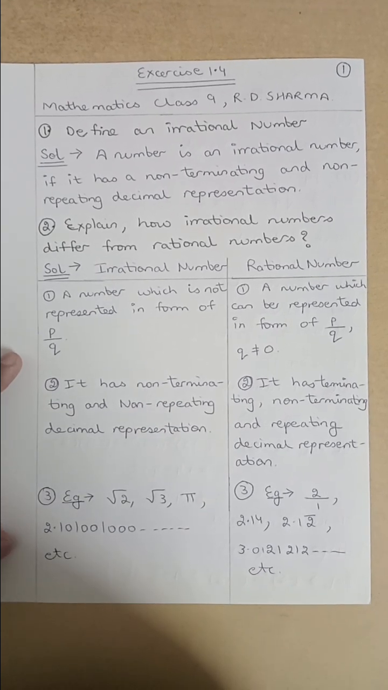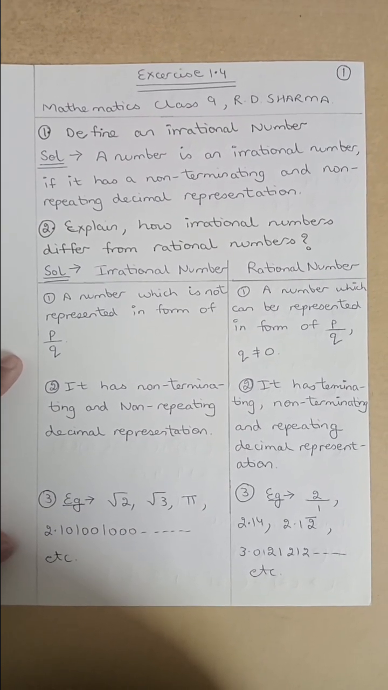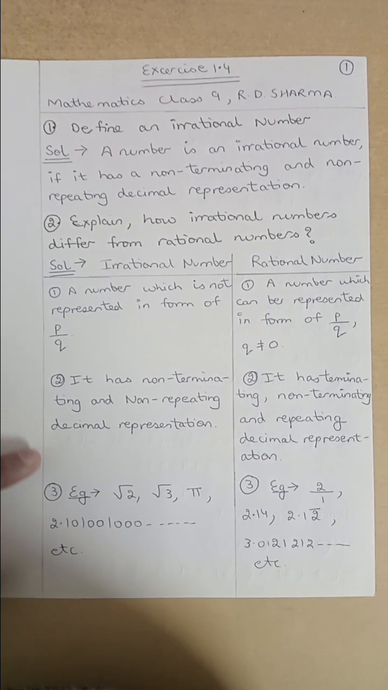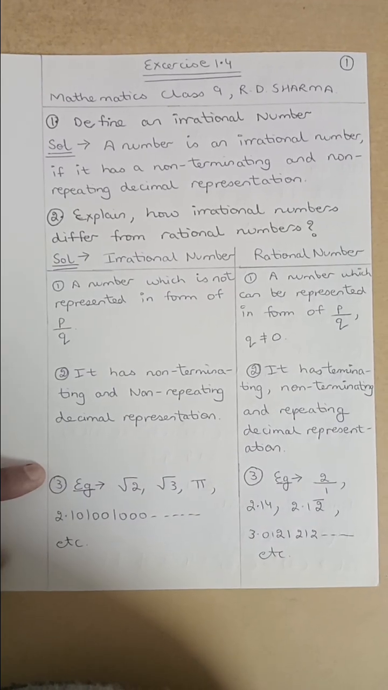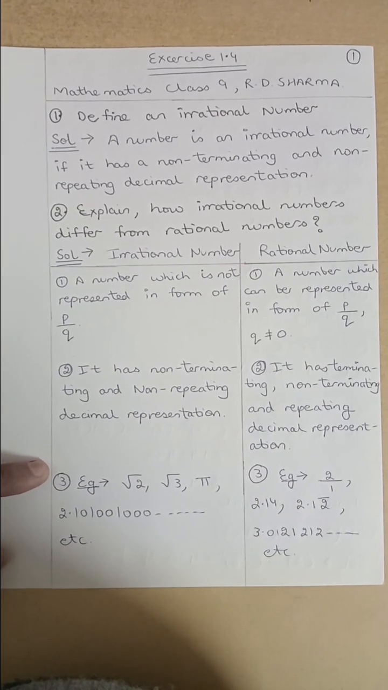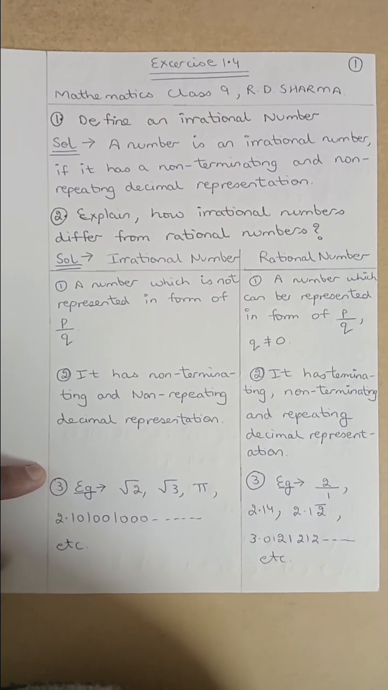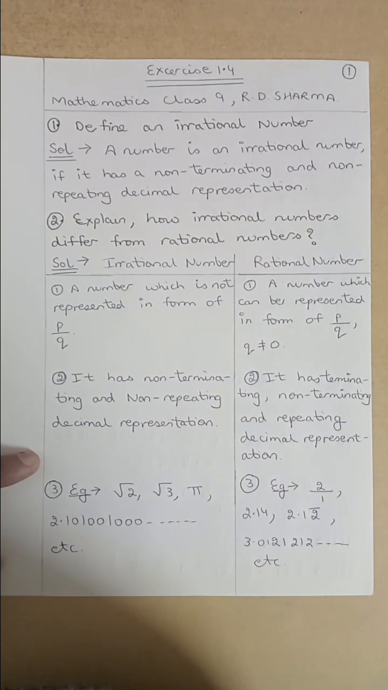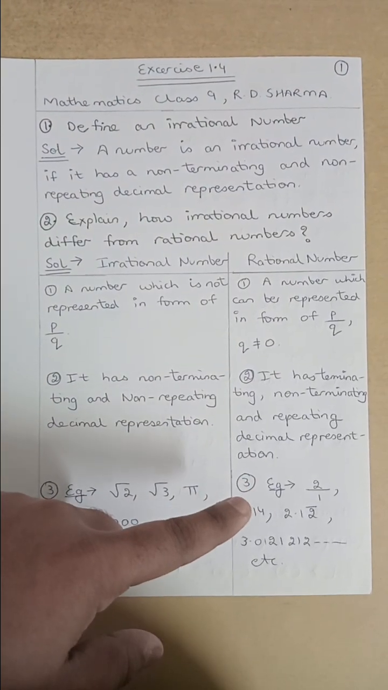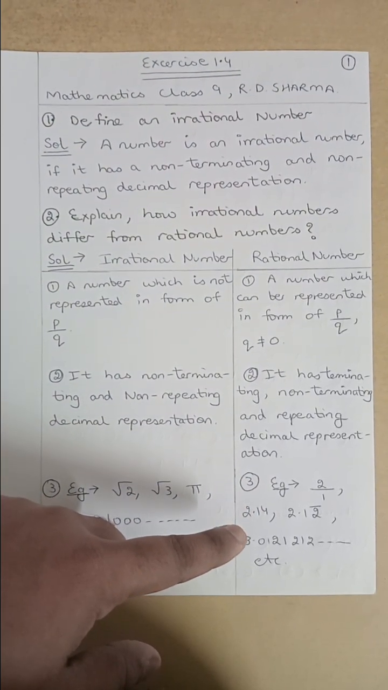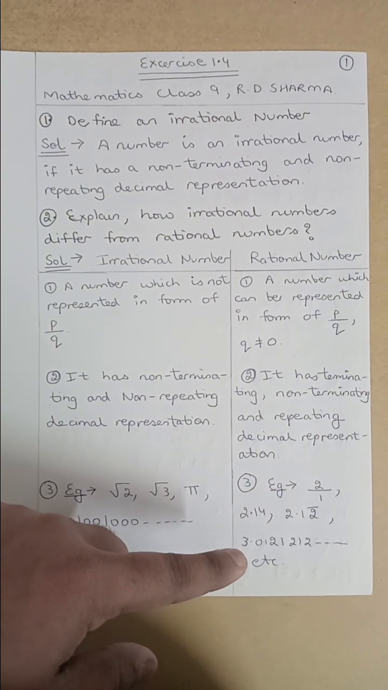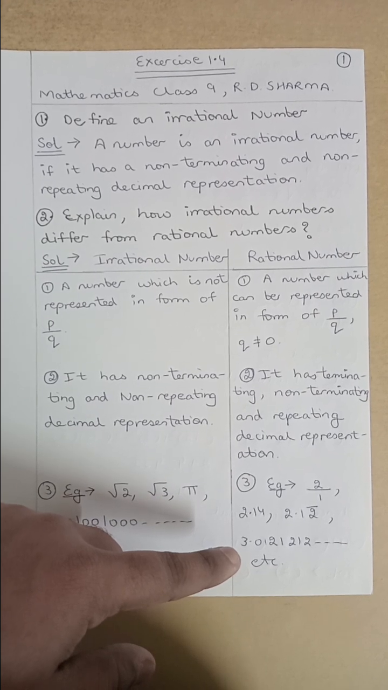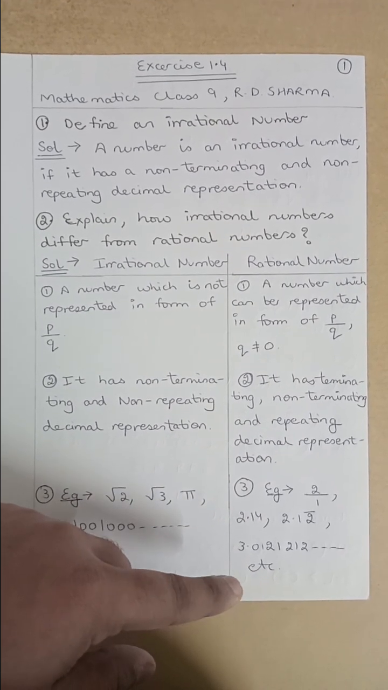For a rational number, the second point is it has a terminating, or non-terminating and repeating, decimal representation. Third point, examples: for irrational numbers, root 2, root 3, pi, 2.101001000, etc. Third point, for rational numbers, examples: 2 by 1, 2.14, 2.12 bar, 3.0121212 till infinity, etc.